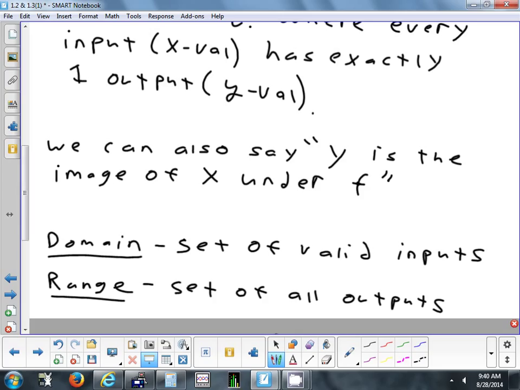The range, those are the outputs. If you're looking at it on a graphing calculator, the domain is basically how far does your graph go left to right. Okay? That has to do with the domain. How far does your graph go up and down? That has to do with the range.